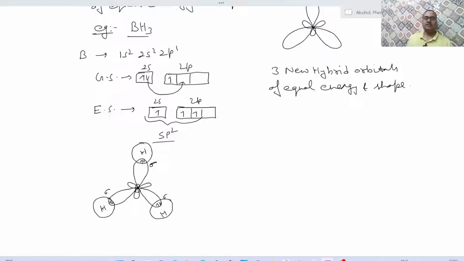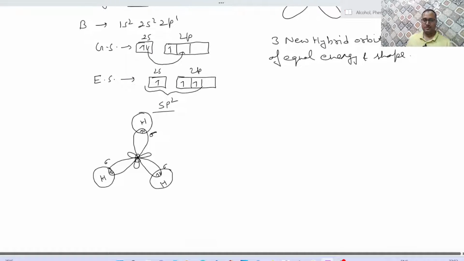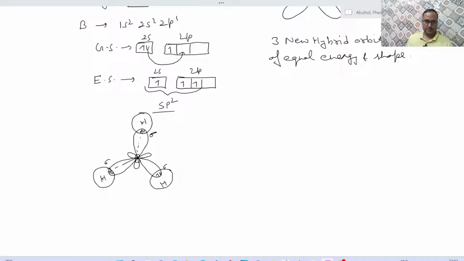Okay, so as we can see, the shape of the molecule is trigonal planar, so it is also known as trigonal hybridization. Okay, and the angle between the hybrid orbitals would be 120 degrees. So this angle could be represented as 120 degrees. All the angles are equal, that is 120 degrees.